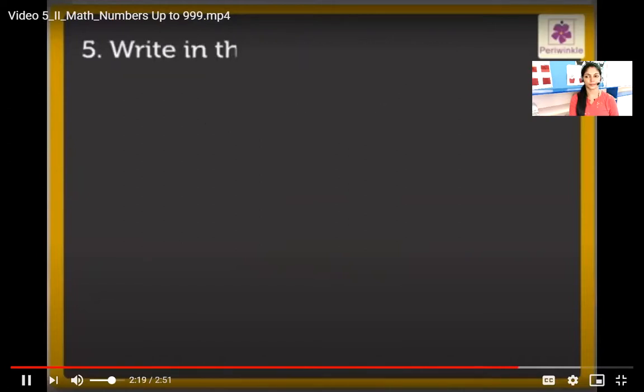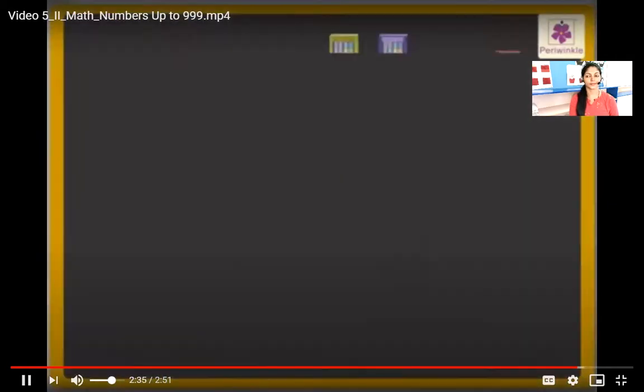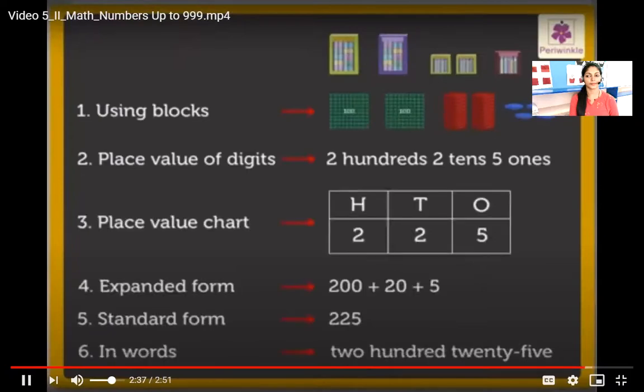5. Next is writing it in the standard form as 6. Finally, it can be written in words as 225. Wow! Wasn't it fun to revise 3-digit numbers?